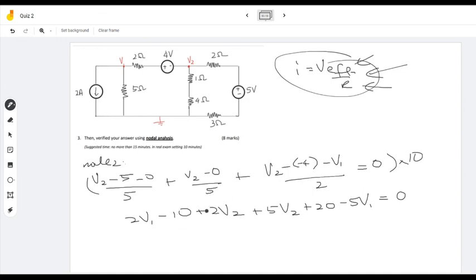Okay, and then you just have to group it up. There you have it. Yep, this one is v2.